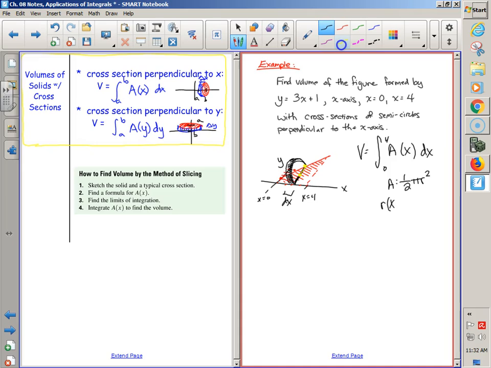Who's r of x? Well, r of x is going to end up being 3x plus 1, that's the top, minus x equals 0, that's the bottom. So the distance is always going to be the y value of this function, which goes from here to here. The y value is the diameter, so just take that y value. And if it was cut off somewhere else, it might be 3x plus 1 minus 1, if this figure didn't go all the way to the x-axis, but it does. Cut it in half.